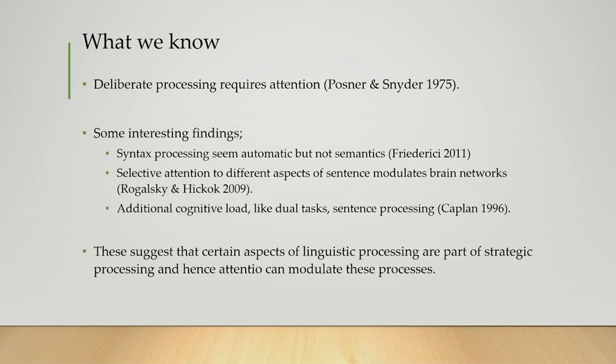Additional cognitive load in terms of dual tasks also affects sentence processing. Dual task means that while processing sentences, the participant is given yet another task, like remembering something. So, basically increasing the cognitive load of the participant, it has been seen that sentence processing gets affected, which means that if sentence processing gets affected by increased cognitive load, sentence processing is not automatic.